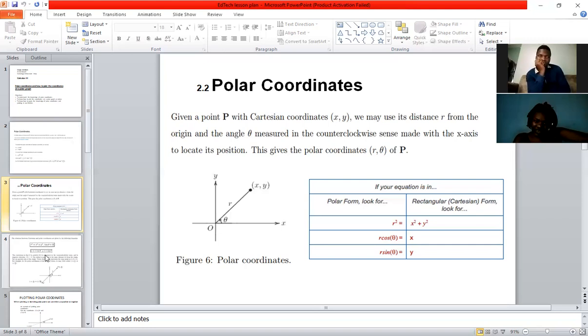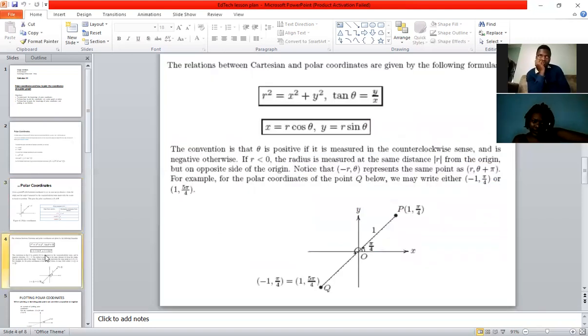Are you seeing the next slide? Yes, I'm seeing. Now we're still talking about the other points I have shown you, where your R squared is equal to X squared plus Y squared, and your tan theta is equal to Y over X.